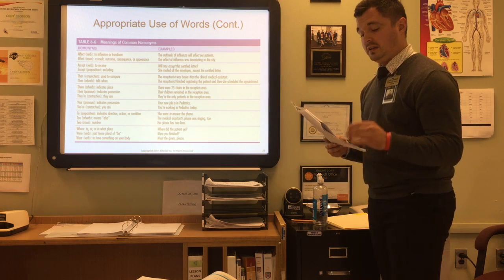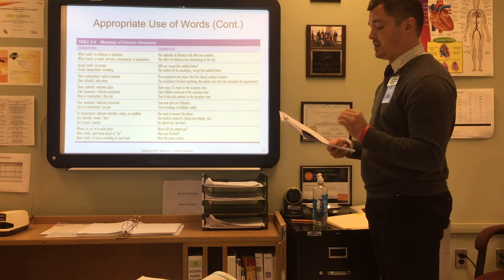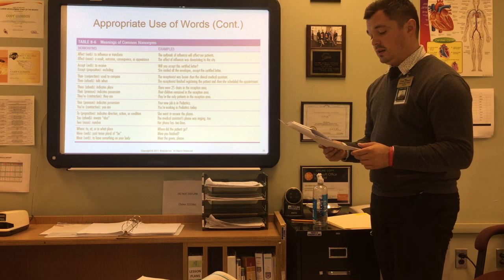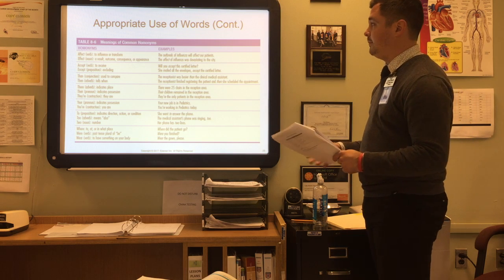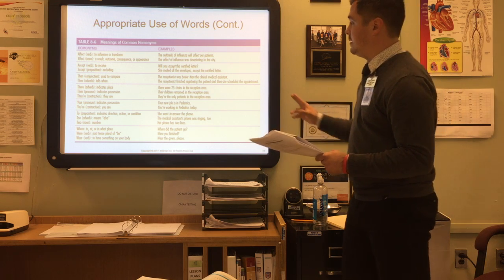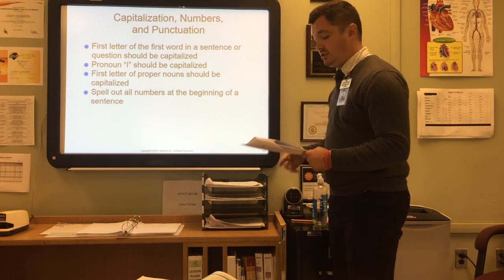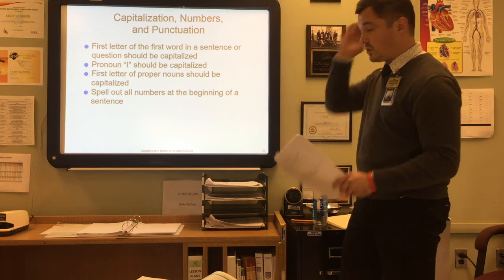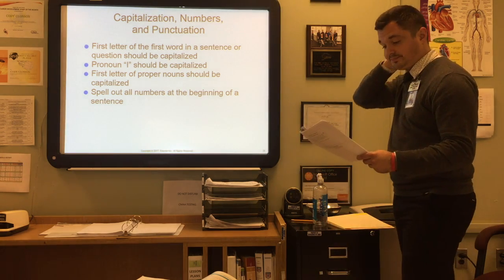Then again on page 113, table 8.6, we're using common homonyms. A homonym is something that sounds the same but means something different. So look at those, educate yourself, guys. It's really important. So, capitalization, numbers, and punctuation.